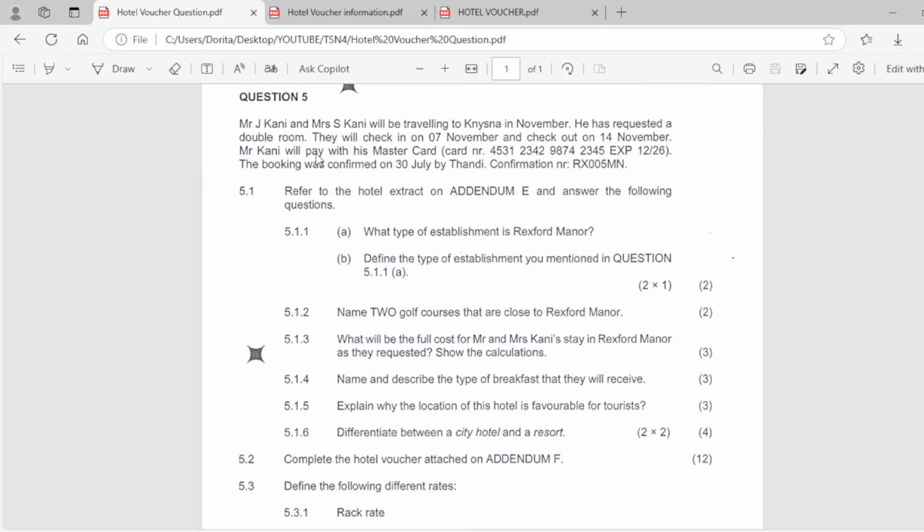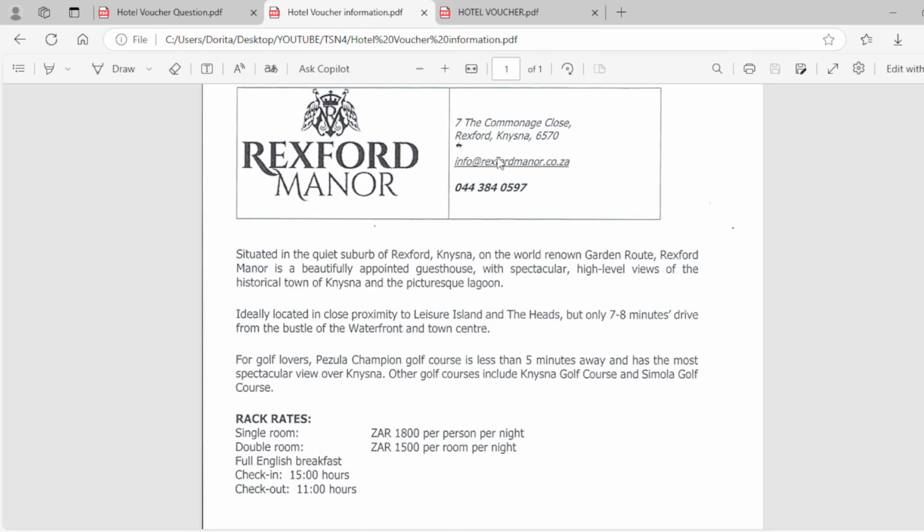Okay. Mr. Carney will pay with his MasterCard. They give you the number and the expiry. And they also tell you on which date the booking was confirmed, 30 July, who confirmed it, Tandi, and the confirmation number. So this is basically all of the information for the client.